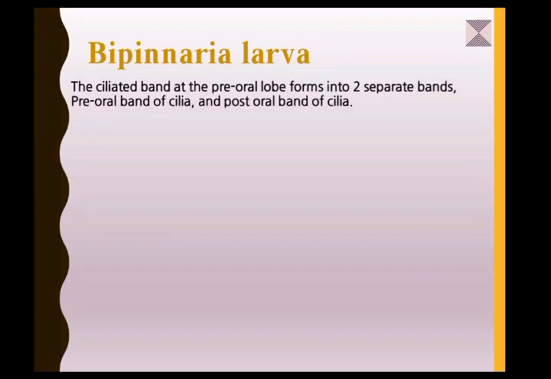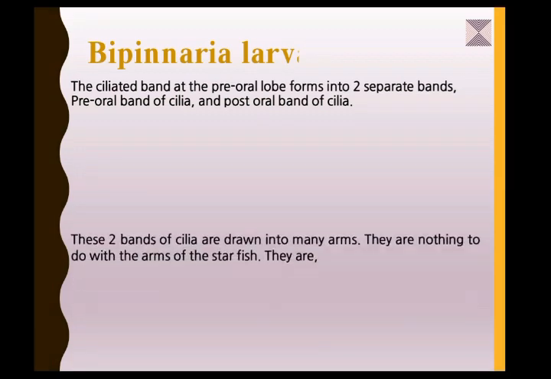Now if I talk about this larva, the ciliated band at the pre-oral lobe on the anterior side forms two separate bands. This is the actual difference between the Dipleurula and the Bipinnaria larva. So the pre-oral band of cilia and the post-oral band of cilia are the two separate bands over here.